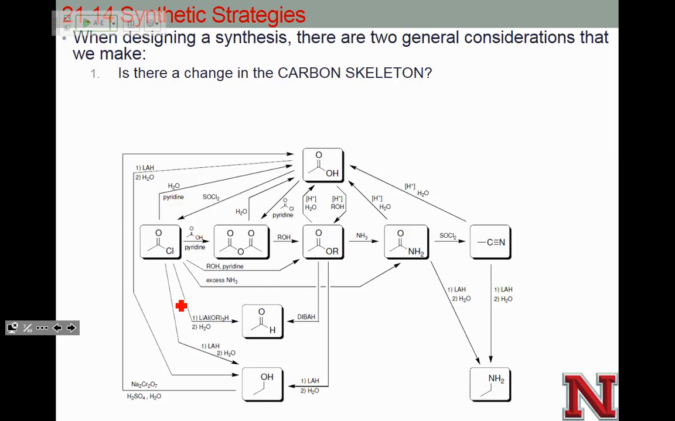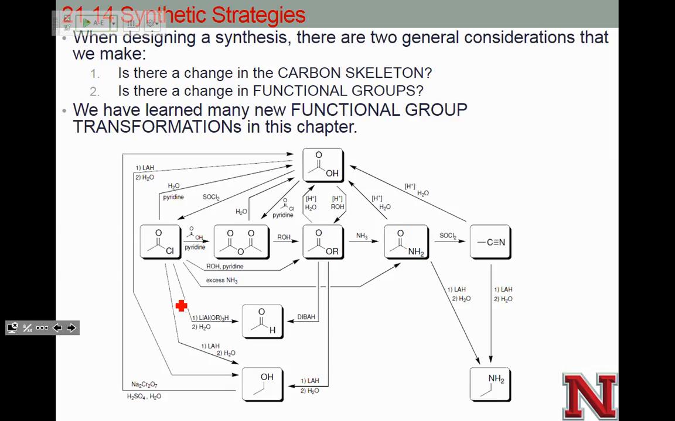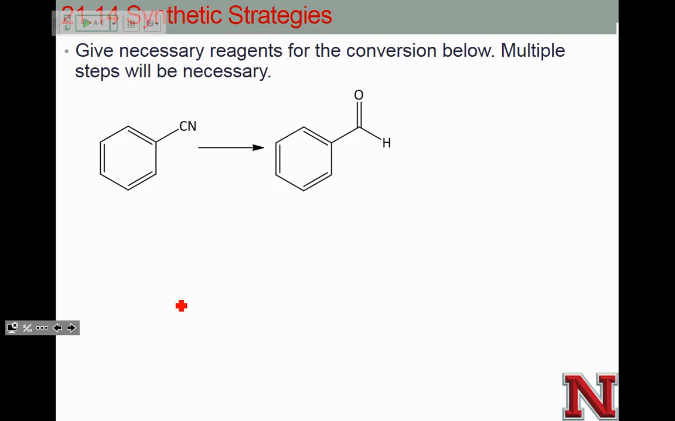So when we're looking at synthesis, the first thing we want to consider is, is there a change in the carbon skeleton? Do we have any extra carbon-carbon bonds that we didn't start with? Do we have a change in functional groups? And we've learned a lot of different functional group transformations. In this chapter, and also pairing with our other chapters, we have a lot of synthetic tools. We can make a lot of different things in the lab. So let's look at this example.